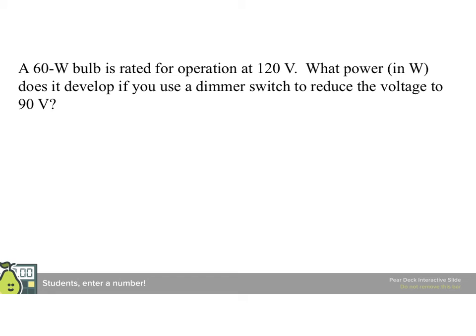All right, a 60-watt bulb is rated for operation at 120 volts. That's the standard one. What power in watts does it develop if you use a dimmer switch to reduce the voltage to 90 volts? Well, the power that comes out at 90 volts will be V squared over R. And the power that comes out at 120 volts would be the 120 volts squared over R.